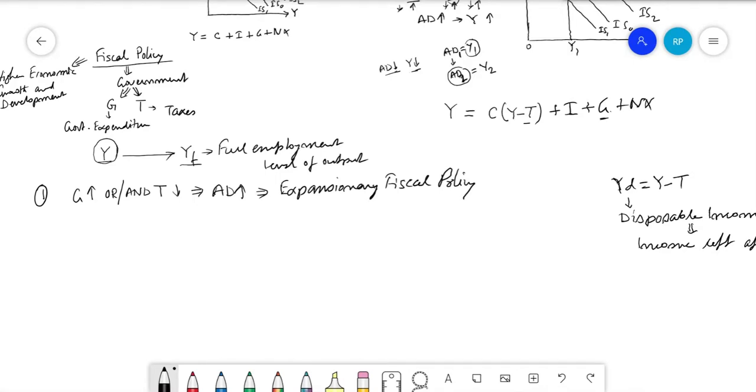Suppose the government increases only G, with no change in T. Maybe the government is not changing G, only decreasing T. Or at the same time the government can do both. They can increase G and also cut down the taxes. Any of these two, or both, is going to increase the aggregate demand. And if the government takes this step, then it is known as expansionary fiscal policy. Clear? Why? Just think about how it works. Suppose the government decreases the T.